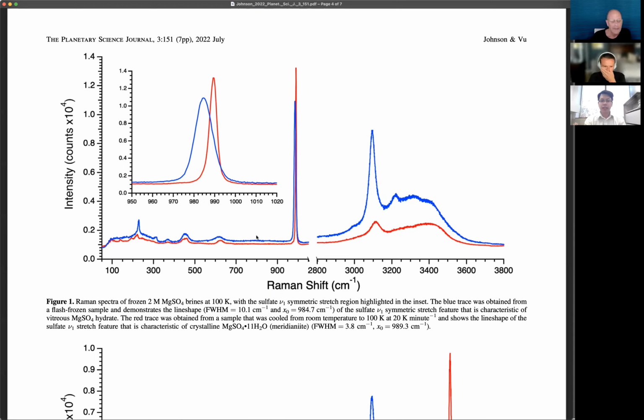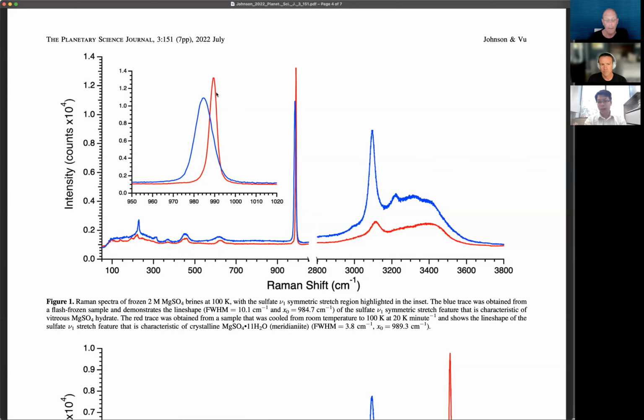So the blue trace is when you flash freeze the brine. The red trace is when you put a drop of liquid brine onto the stage and slowly freeze it down to 100 Kelvin. In this particular case, we freeze it at 20 degrees per minute, which is still considerably fast in some cases.